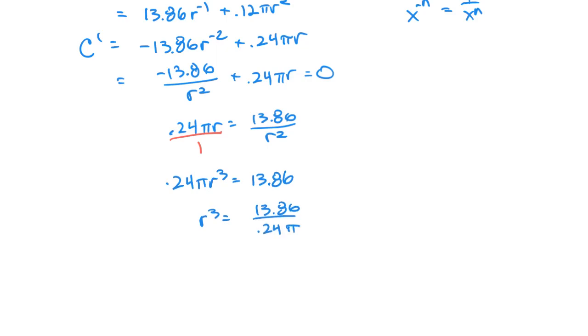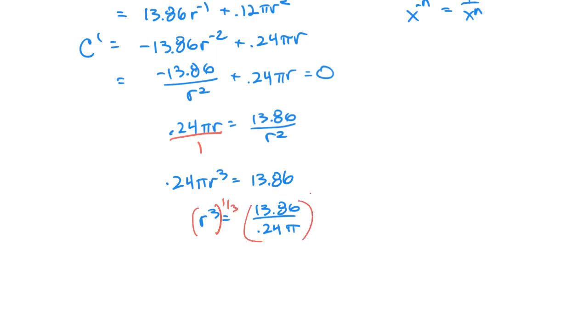And right here, a lot of things go wrong all the time. We have to be careful with this. So we've got r cubed, we want r. Here's the easy mistake to make: take the square root of both sides. We don't want the square root of both sides. You want the cube root. The easiest way to take the cube root is just to raise each side to the 1/3 power.